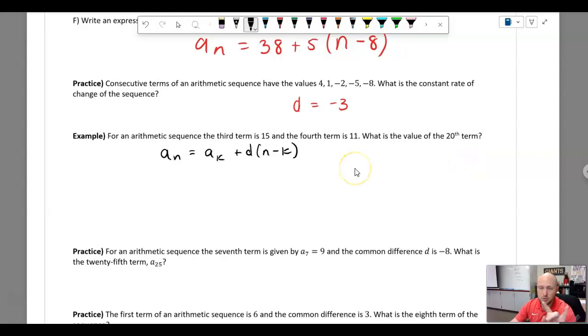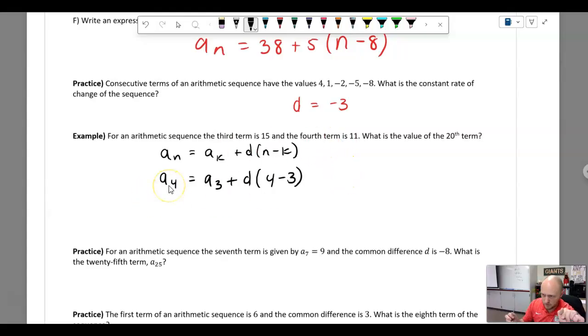So if you have two pieces of information, in order to find the 20th term, I need to know what my common difference is. So I can find this, because I know my fourth term. I know that a sub 4 is equal to my third term, a sub 3, plus the common difference times 4 minus 3. Okay, and so again, I could plug this in with any terms that are given.